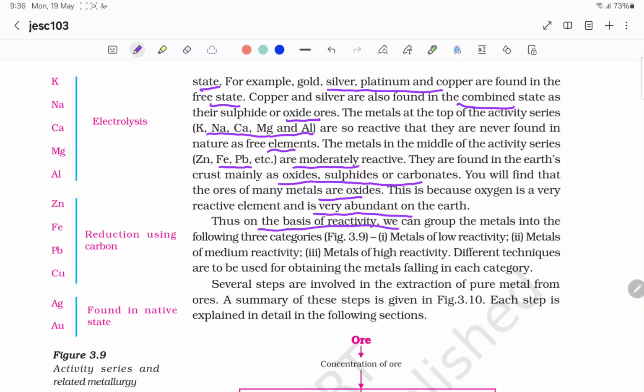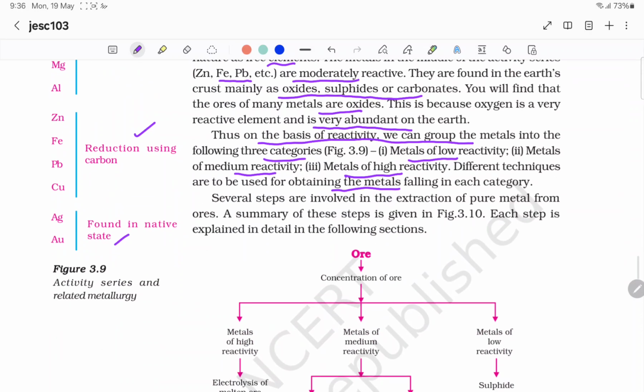Thus, on the basis of reactivity, we can group the metals into the following three categories: metals of low reactivity, metals of medium reactivity, metals of high reactivity. Different techniques are to be used for obtaining the metals falling in each category. For example, potassium, sodium, calcium, magnesium, aluminum: the technique is electrolysis. Zinc, iron, lead, copper, which are of medium reactivity: reduction using carbon. Then silver and gold are found in the native state, that means in the free state.